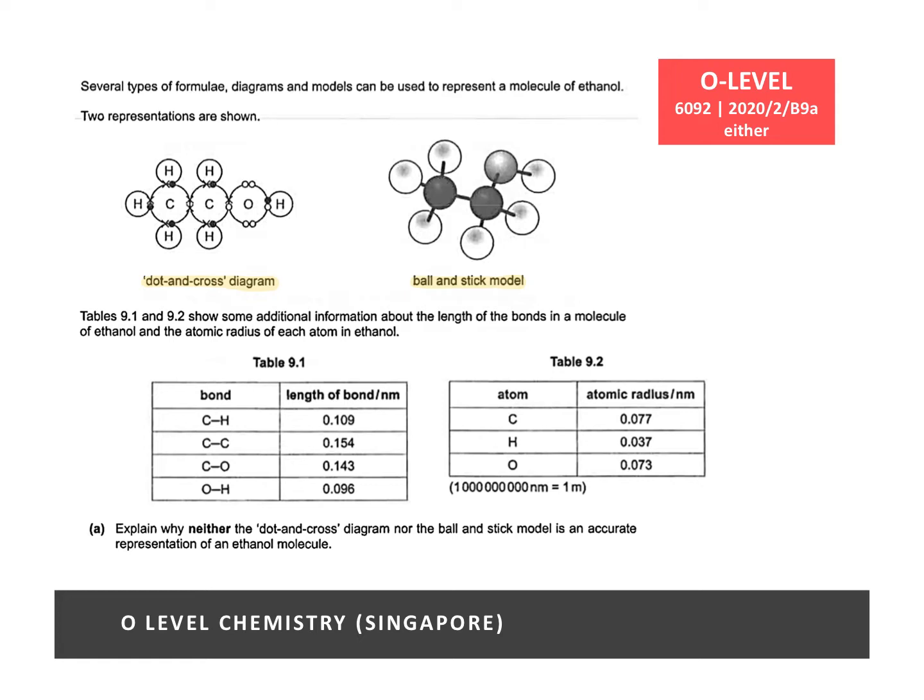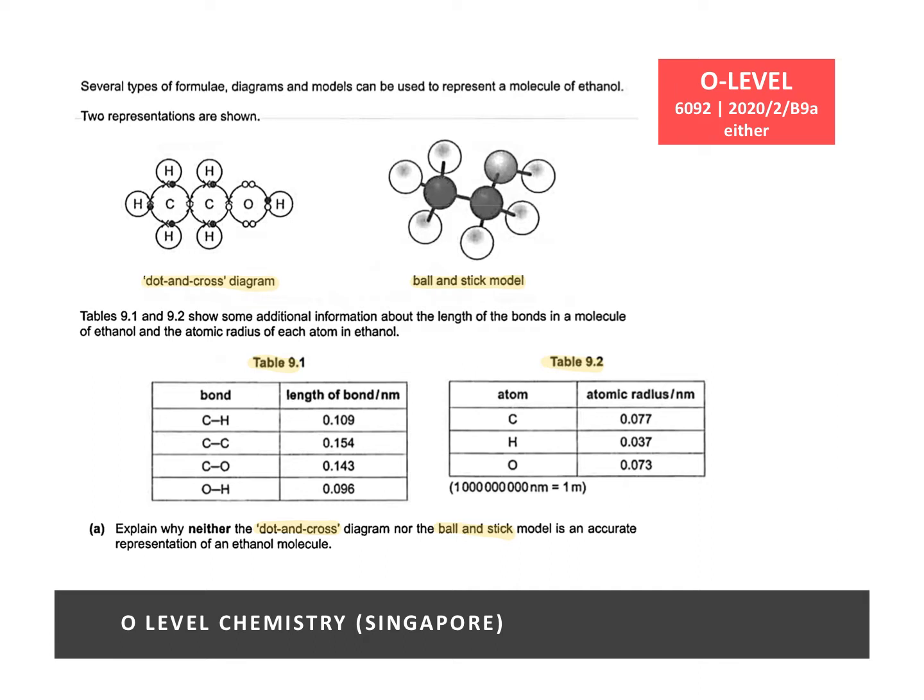Remember, in database questions or in pseudo or mini database questions, whenever data is given in tables, make sure to use them in your answer. So what do I mean by that? For example, in part A, they ask you why neither the dot and cross diagram nor the ball and stick model is an accurate representation of ethanol.